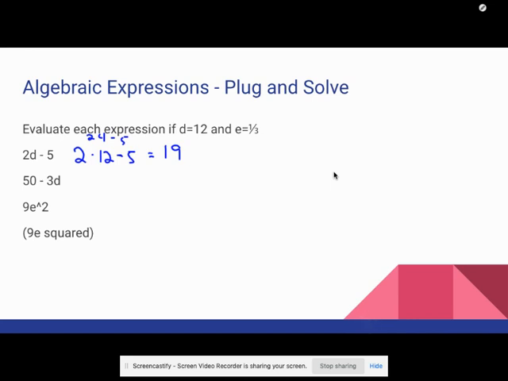The second example, I have 50 subtract 3D, so I have 50 subtract 3 times 12. Well, I know that this is 36, so 50 subtract 36 equals 14.